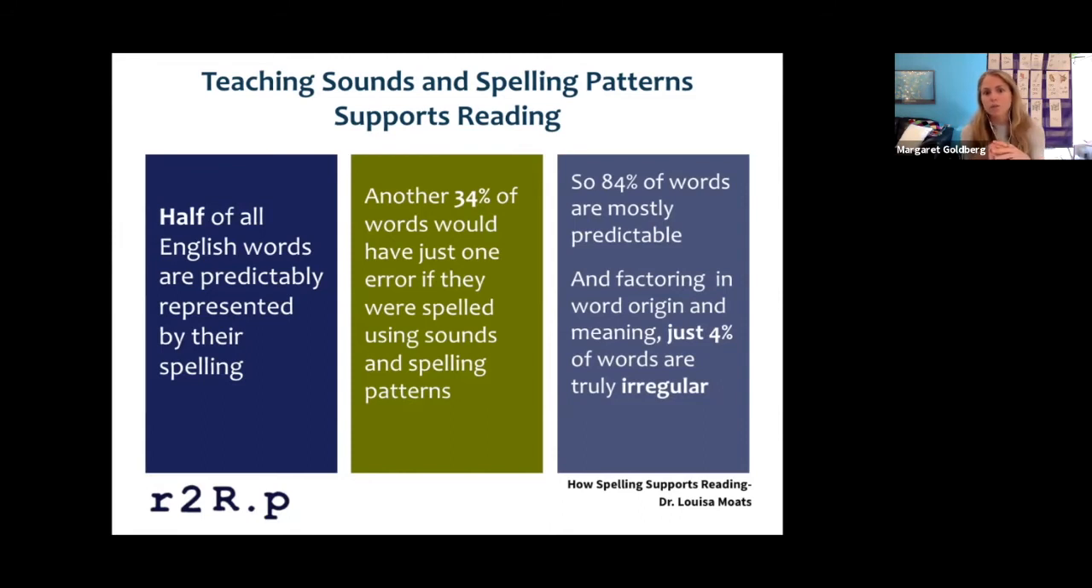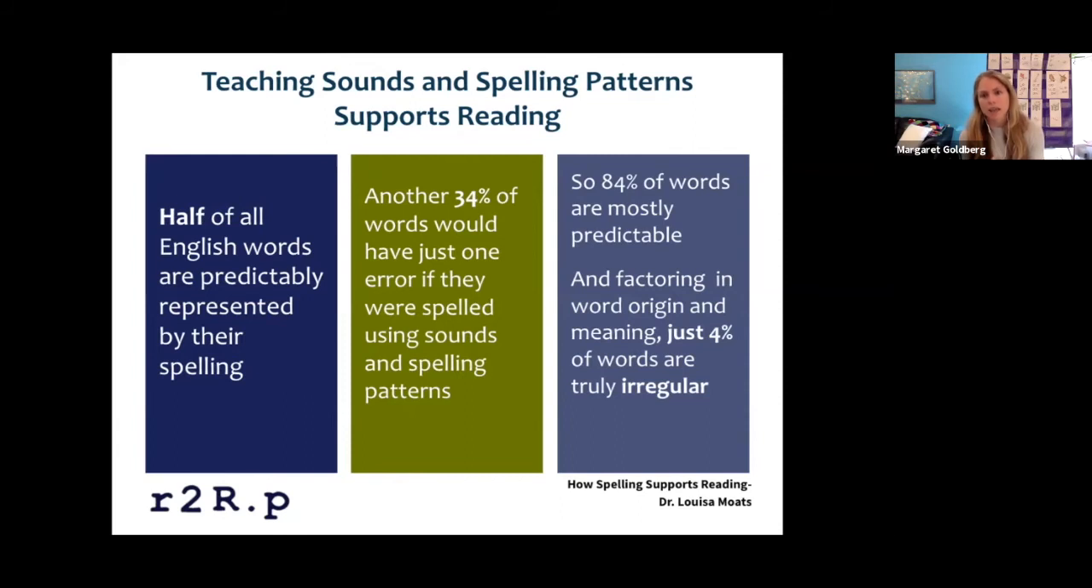And if we factor in word origins and meaning, then we've got just 4% of words that can't be sounded out. So an example of that would be the word "healthy." Sometimes we'll look at it and be like, why is the short E spelled EA? But if we help our students understand that at the root of the word healthy is the word "heal," then we're able to understand that the cool thing about English is not only does our written code represent the sounds we say, it also gives us insight to the meanings of words.